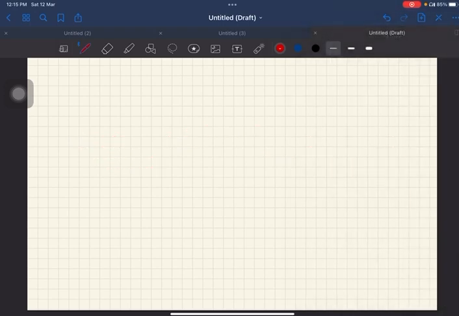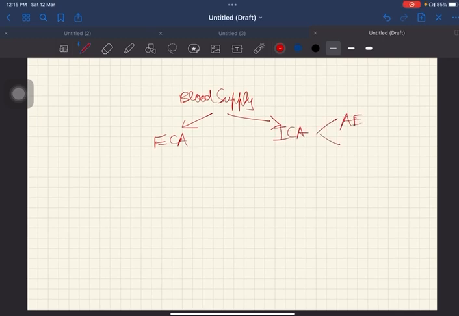Today's topic is management of epistaxis. It would be unfair to epistaxis if we don't speak about the blood supply of the nasal cavity. Essentially, the nasal cavity takes its blood supply from two systems, the external carotid and the internal carotid. The internal carotid has two main branches, the anterior ethmoid and the posterior ethmoid arteries.